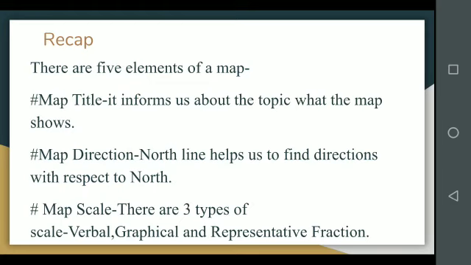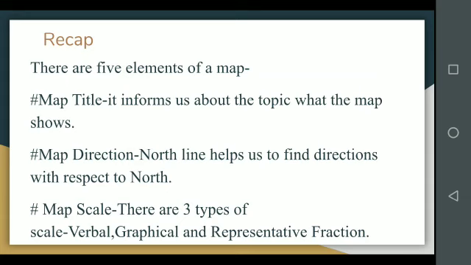Map title informs us about the topic what the map shows. For example, whether it is a map of India or South America, North America, or whether it is a political or a physical map. Map direction or north line helps us to find directions with respect to north. So we have learned that there are 4 cardinal directions, 4 intermediate directions, and 8 subdivisions of the intermediate directions, totally 16 directions.